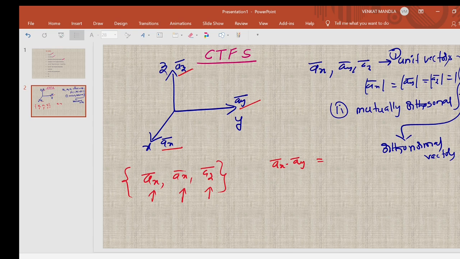AX dot AY equal to 0, AX dot AZ equal to 0, AY dot AZ equal to 0. Because these three are mutually orthogonal, their dot product is 0. So I have a three-dimensional vector space and I also have three orthogonal vectors. Then this set is called a basis. The number of vectors in the orthogonal set is 3. This is called an orthogonal set.